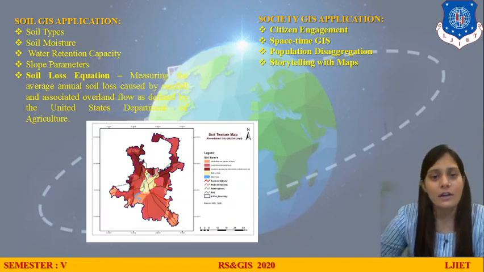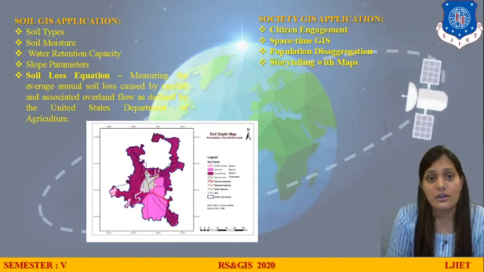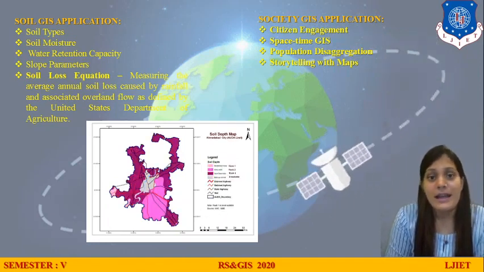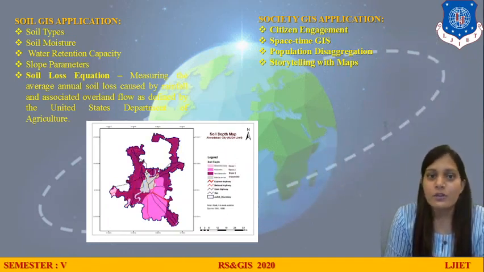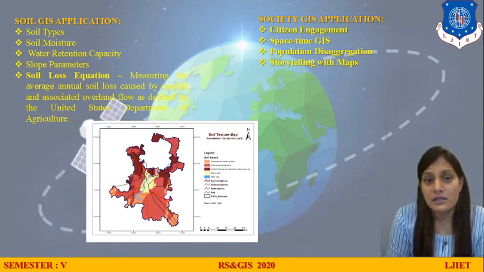In Gujarat, we have many types of soil, and we need to do that analysis because agriculture generally depends on the soil characteristics and textures, right? Now going further, society GIS applications. Yes, there are society level applications also.